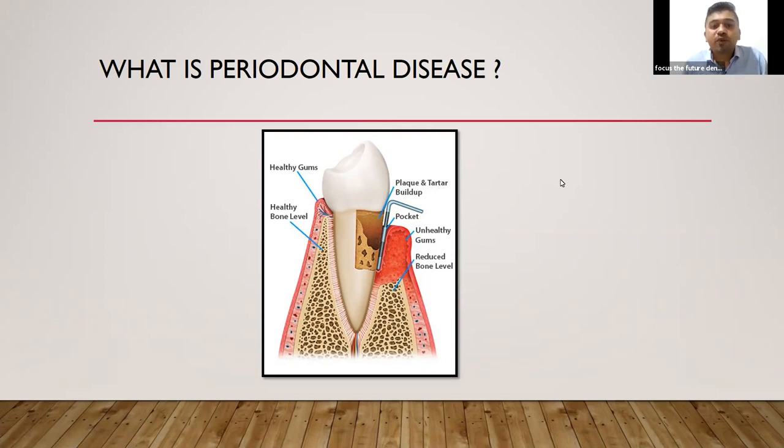Okay, so we are going to first see what is periodontal disease. Can anyone tell me? You can send me a message. Can you give me the two main types of periodontal disease that we commonly come across? Very common in your clinics that we see. Two major types of periodontal disease.